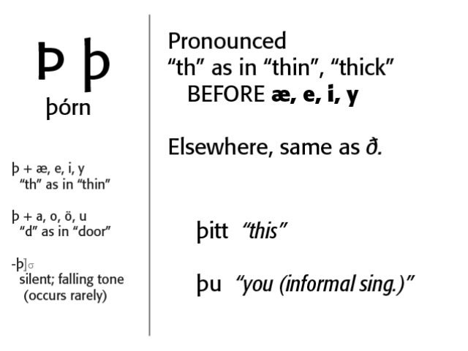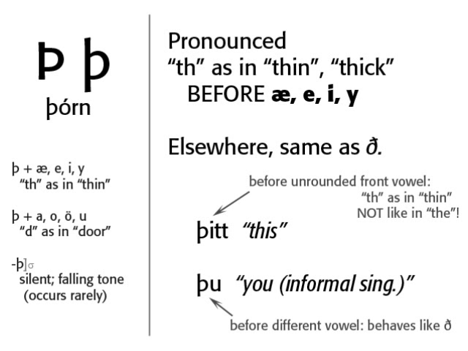Next, the letter dwar. This behaves pretty much in the same way as Ida. The only difference is that before unrounded front vowels and y, it's pronounced like th in thin. Some examples: ficht, du.